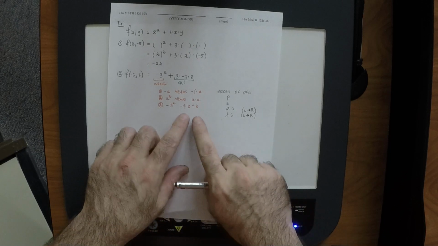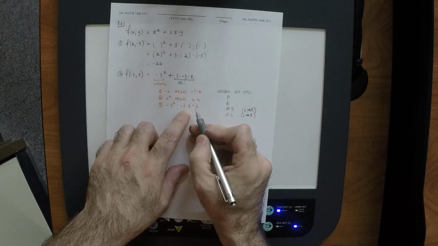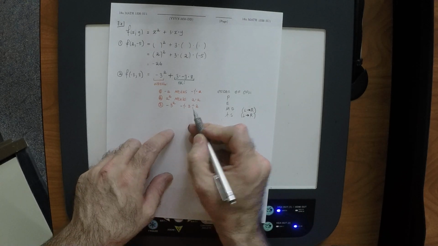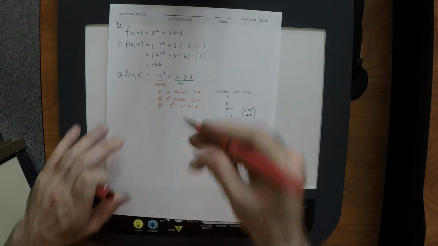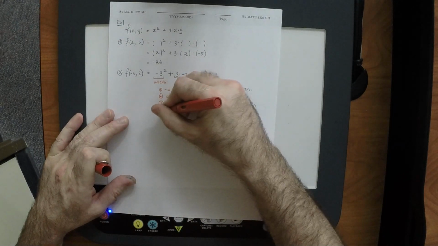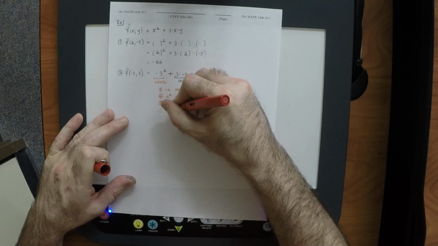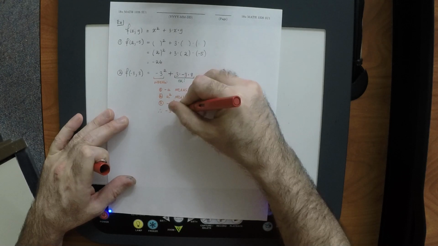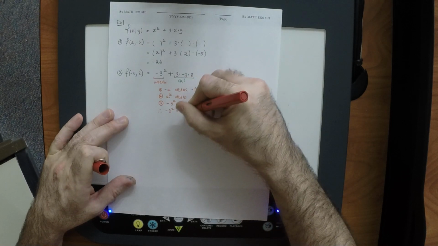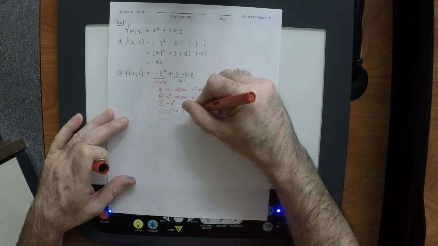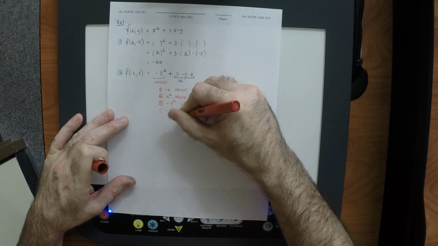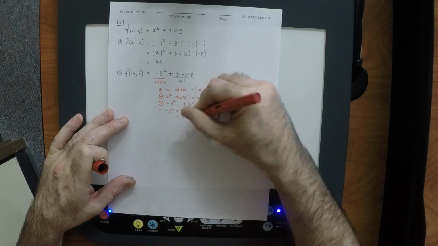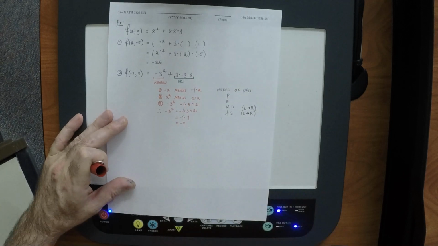Okay, but at any rate, can you see that it is the square that must occur first? That means that negative 3 squared is in fact equal to negative 1 times 3 caret 2, like so, which is equal to negative 1 times 9, which is negative 9.